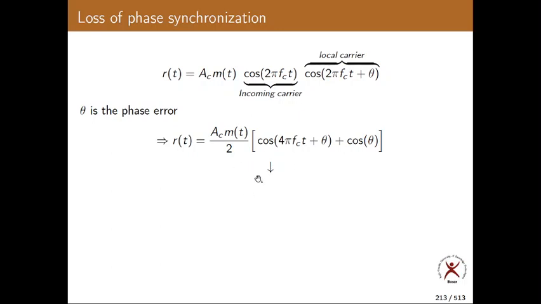Okay, so I have not done any elaborations for this. So I hope you can do this. What do you get? A_c m(t)/2 cos(4πf_c t + θ) plus A_c m(t)/2 into cos θ. Correct? Now, if you pass these through a low pass filter having a cutoff frequency of W, what do you get? You get A_c m(t)/2 into cos θ.